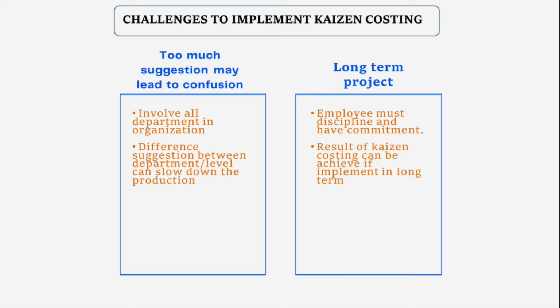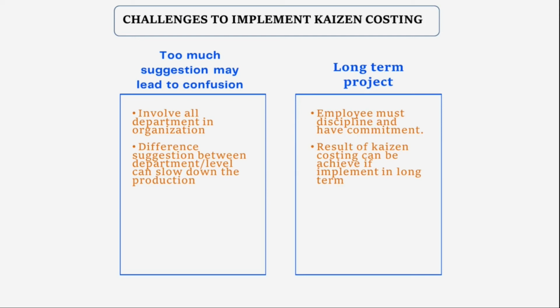Now I will present challenge to implement Kaizen costing. First, too much suggestion may lead to confusion. As we all know, Kaizen costing involves all employees of department in the organization. Every department will give their own suggestion for the improvement they can make to the department. So, different suggestions between departments can slow down the production as they need to make standards that benefit every department.